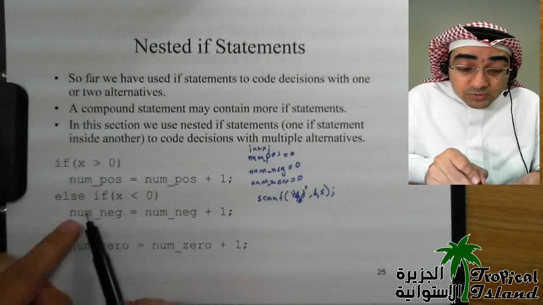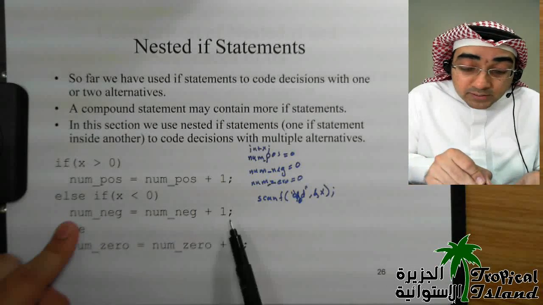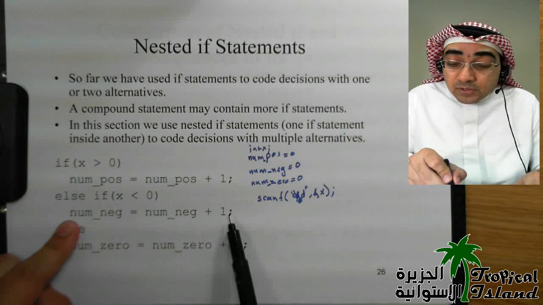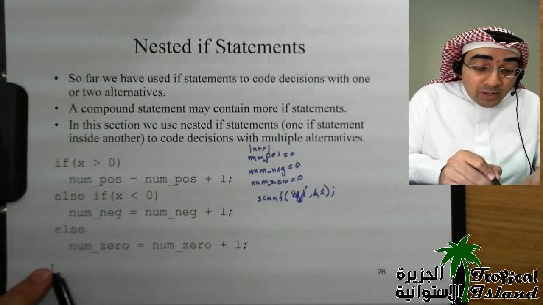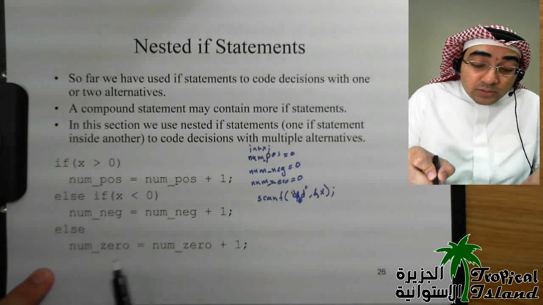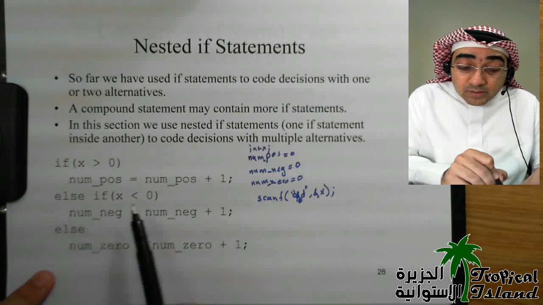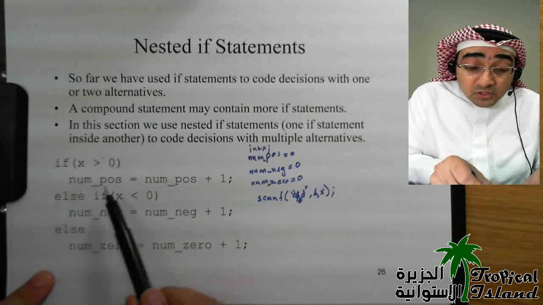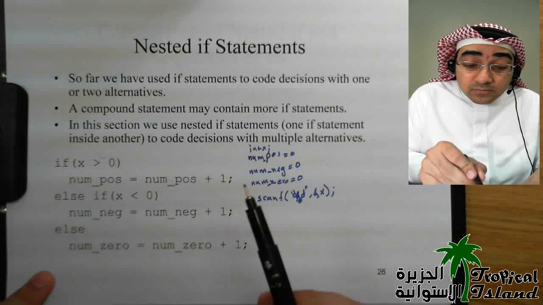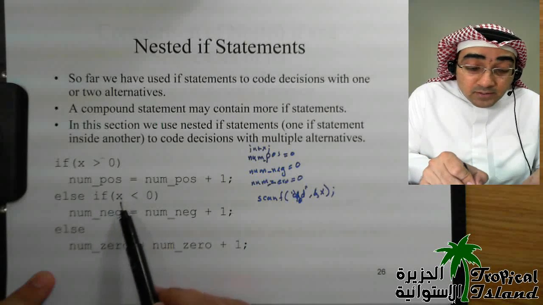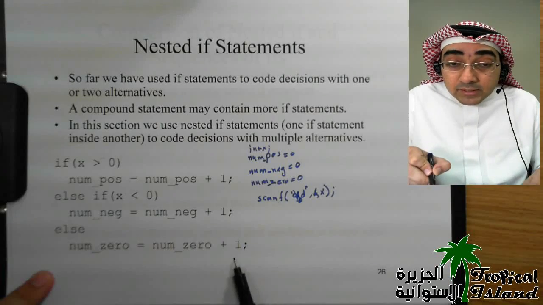If this condition is true, I'm going to go over here and I'm going to conduct the statement. So I'm going to put the number of negative numbers equal to number of negative numbers plus 1, and then I'm going to jump out of the if structure. So I'm going to go out of the if statement and the else. Okay, so I'm going to jump over here if this condition is true. If this condition was false and this condition was false, so suppose the user entered 0, this is false, I'm going to jump to the else and I'm going to conduct the statement.